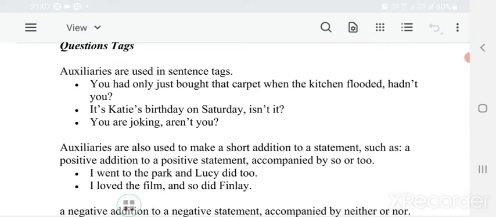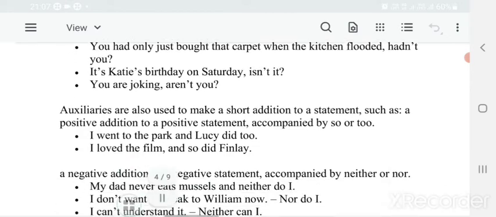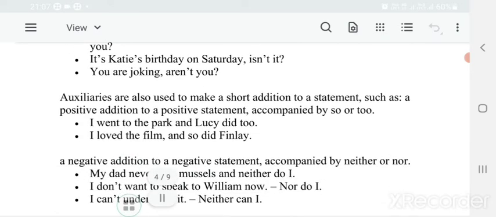And the second is, it's Katie's birthday on Saturday, isn't it? That means instead of repeating a sentence twice, we just add a question tag to it, or a sentence tag to it. In these three sentences, there are question tags, and in the last, you are joking, aren't you? You are joking, aren't you? Aren't you is the question tag of this sentence.